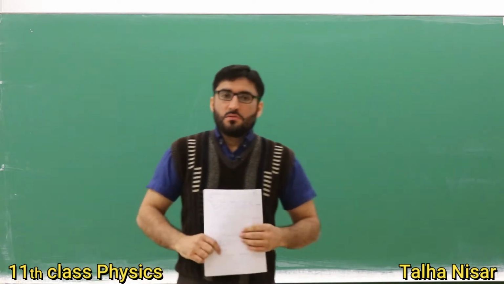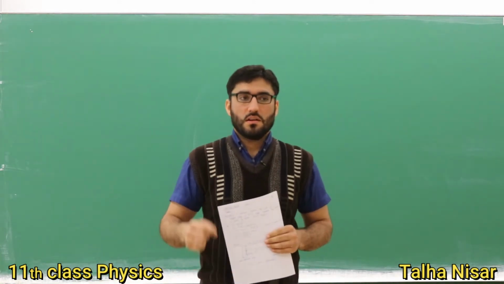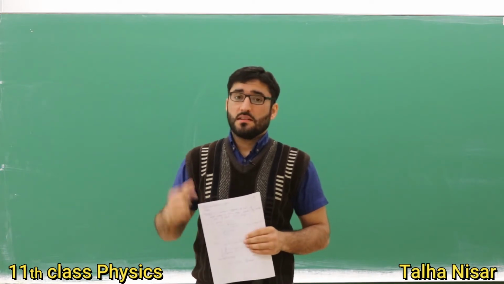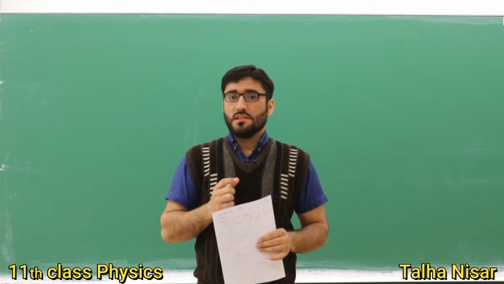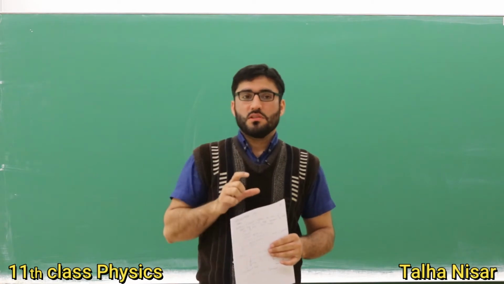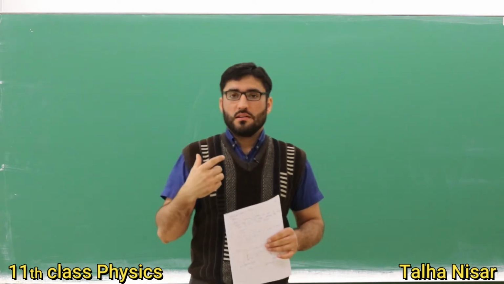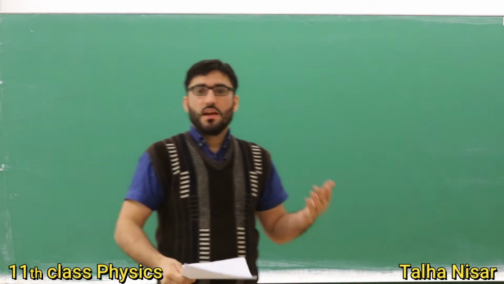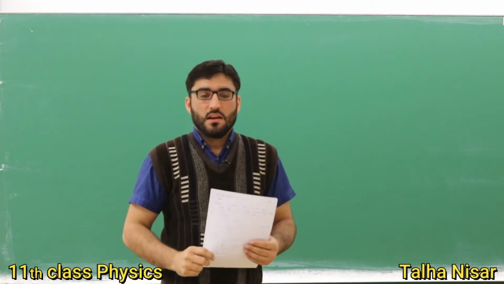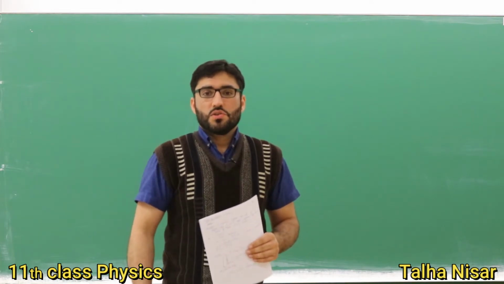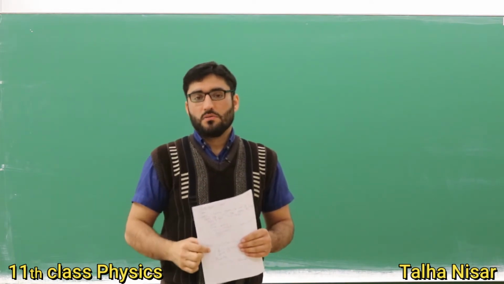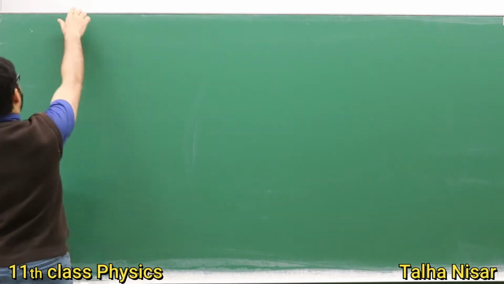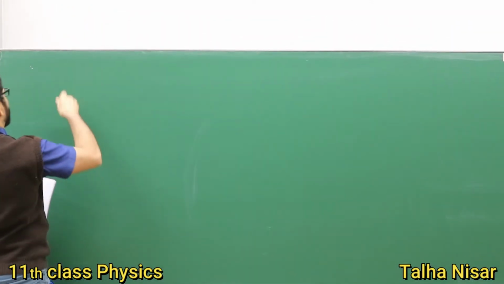So we talked about the physical quantities, we talked about the base quantities, and we said that there are 7 base quantities, and based on those 7 quantities all other quantities are derived. So we had the time, we had the mass, we had the length, so these were the base quantities. So today we will talk about, we start from the dimensions of the physical quantities.